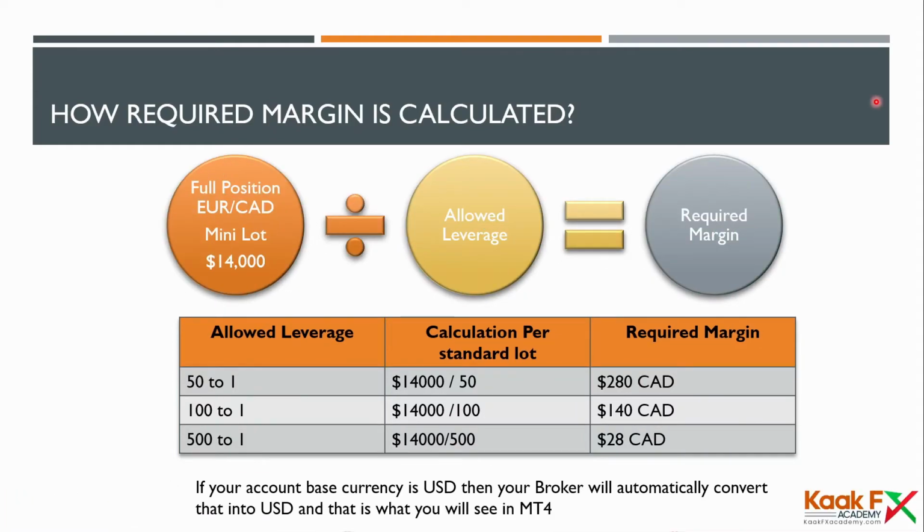Here's the calculation for the Euro Canadian mini lot. We have a full position size of 14,000 divided by the allowed leverage, and then we get the required margin. Here are some examples with the allowed leverage of 50 to 1. 14,000 divided by 50, so 280 Canadian is the required margin. Like I said earlier, if you have your account in US dollars, your broker will convert that into US dollars. So for 500 to 1, 14,000 Canadian divided by 500, we get $28 Canadian. So that's how leverage is calculated.